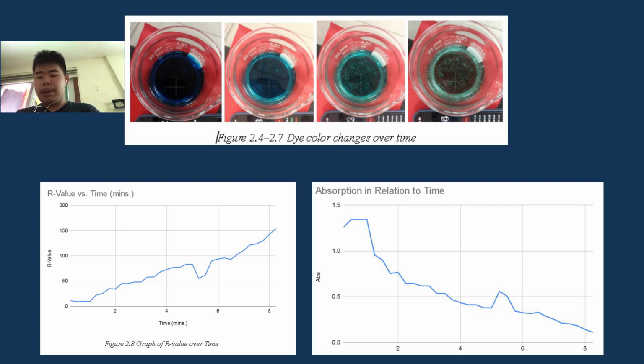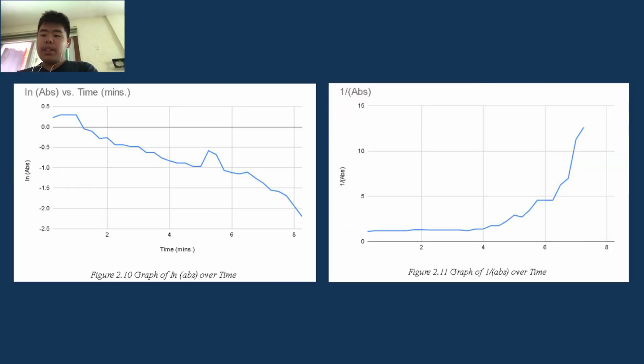In figure 2.8, or the red RGB versus time, the first graph illustrates the R value of the solution, while figure 2.9 represents absorption over time. Figure 2.8 demonstrates an upward trend, signifying an increase in the R value as absorption declines, indicating a reduction in available reactants over time. Figures 2.8 and 2.9 reveal that the reaction commenced around the 5-minute mark, serving as the baseline of both figure 2.10 and figure 2.11, which are the ln abs and the 1 over abs.